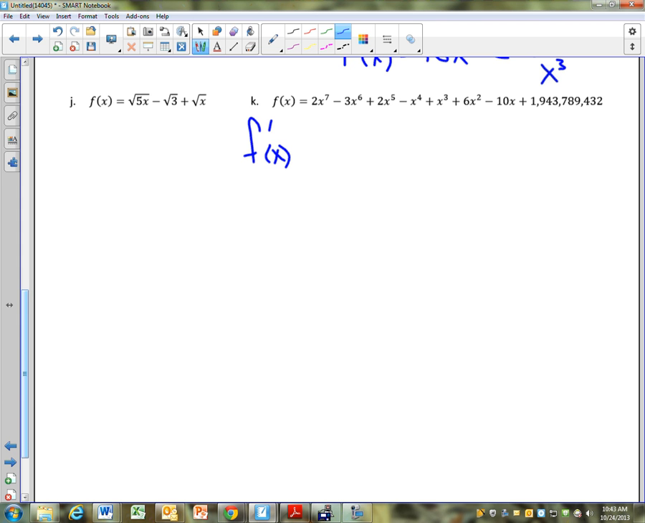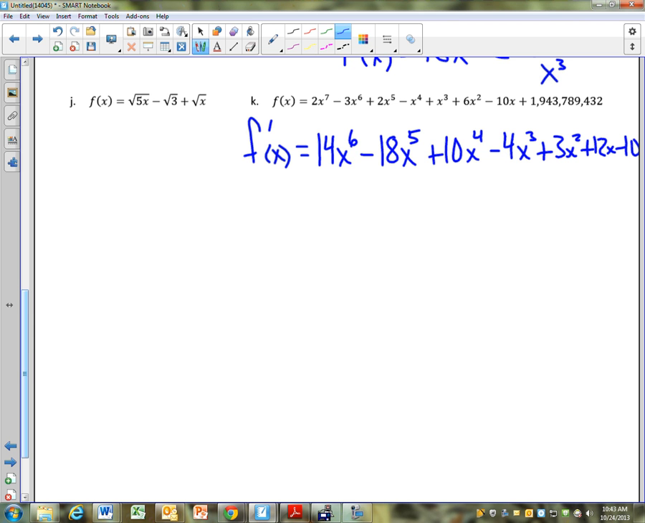But we can look at this type of problem, and we can take the derivative so quickly. What's the derivative of 2x to the 7th? 14x to the 6th? 18x to the 5th? 10x to the 4th? 4x cubed? Look at that! Instantaneous rate of change in 11 seconds. Boom!